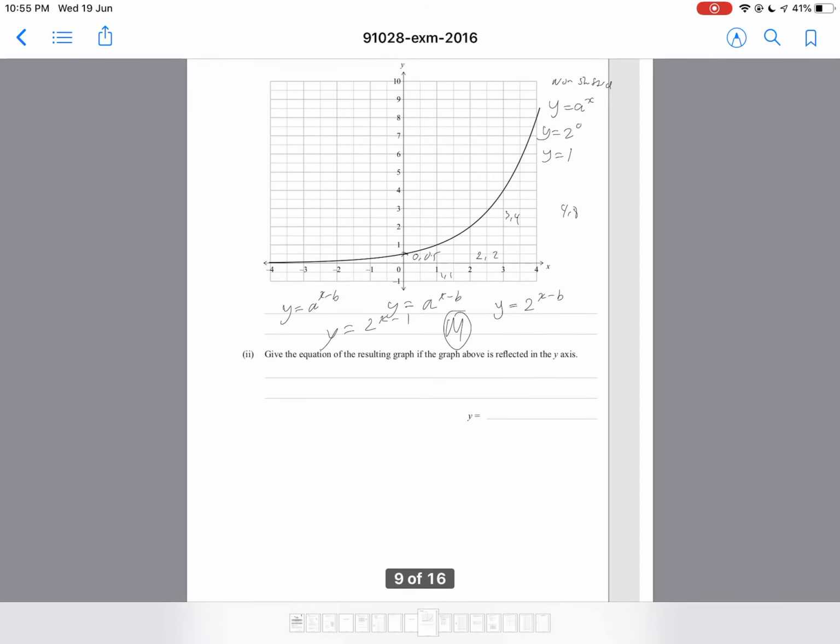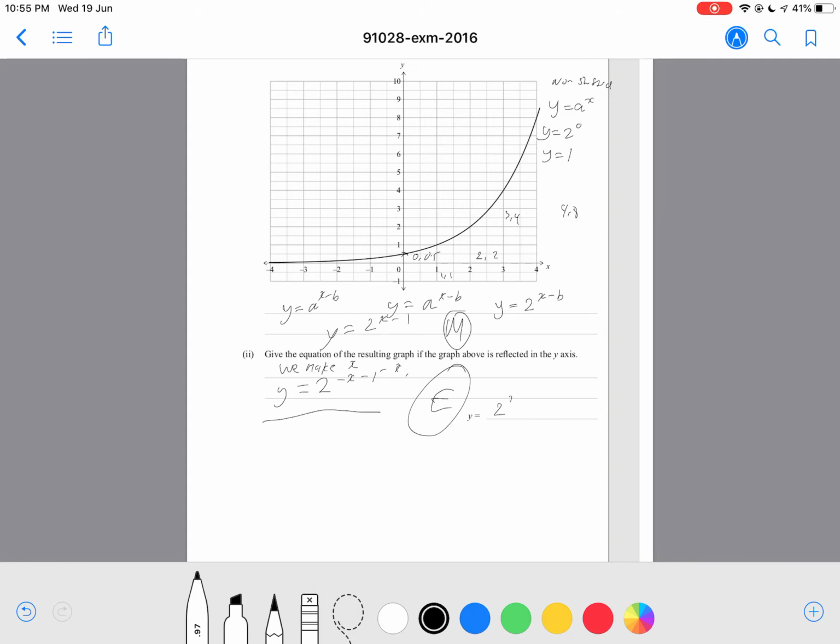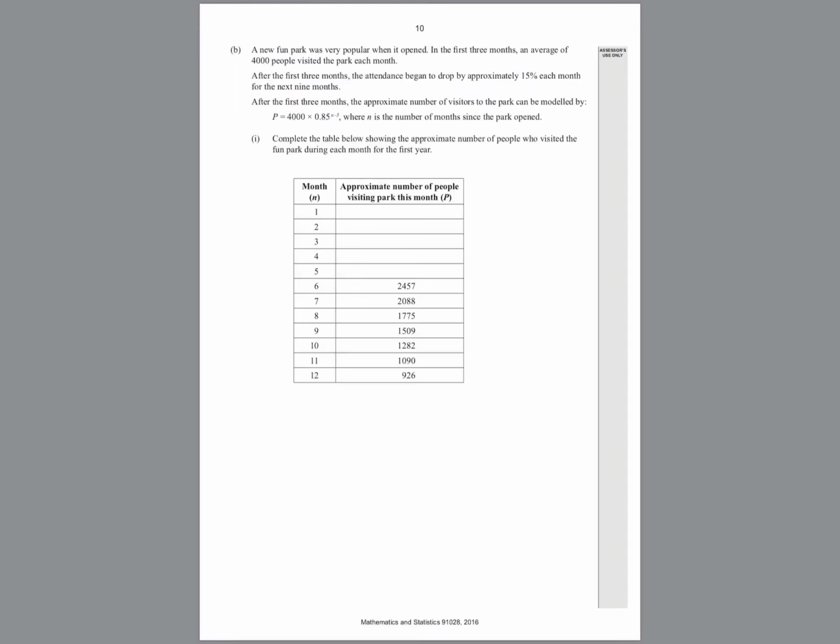Get the equation of the resulting graph if the graph above is reflected in the y-axis. If it's reflected in the y-axis, we make x negative. So therefore, our y simply becomes y equals 2 to the power of negative x minus 1. And this here will get you an excellence grade. So y equals 2 to the power of negative x minus 1. Excellence grade here. Next question.